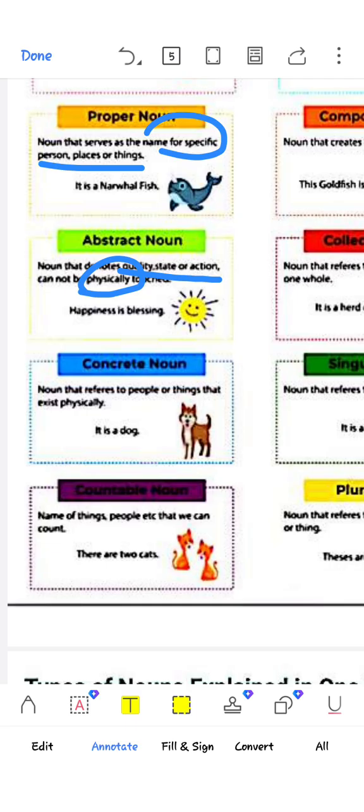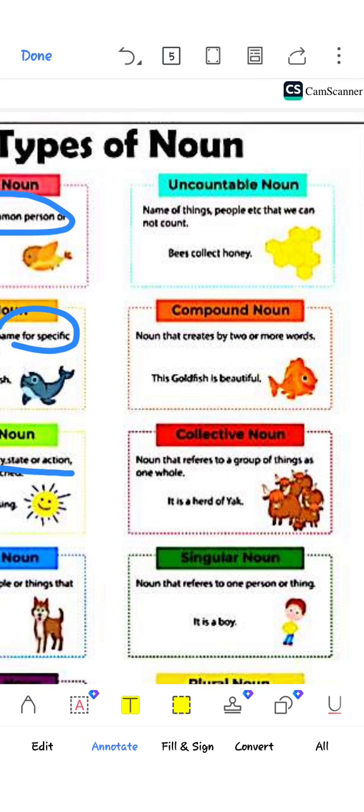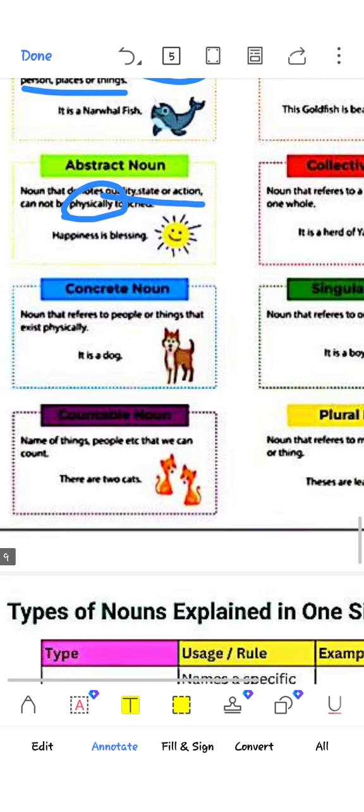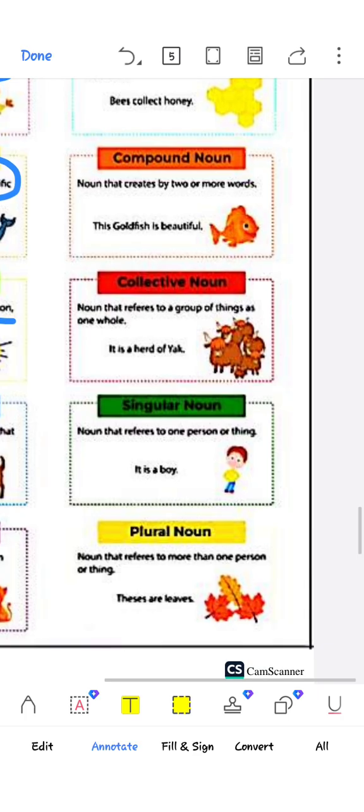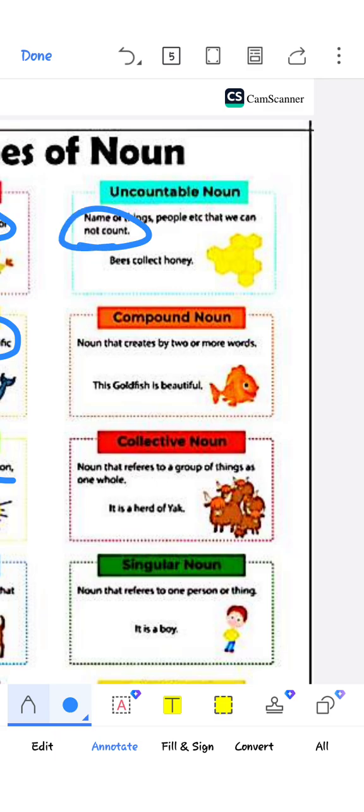Next is beta countable and uncountable noun. Okay, these both are interrelated with each other. Countable, as the name says, the things that we can count. For example, cat, dog, 2 cats, 3 cats, animals, different animals, or whiteboard, 3 whiteboard, 4 whiteboard. These all are countable noun. Next is uncountable noun, that we can't count. Okay, we cannot count them, as the name shows.